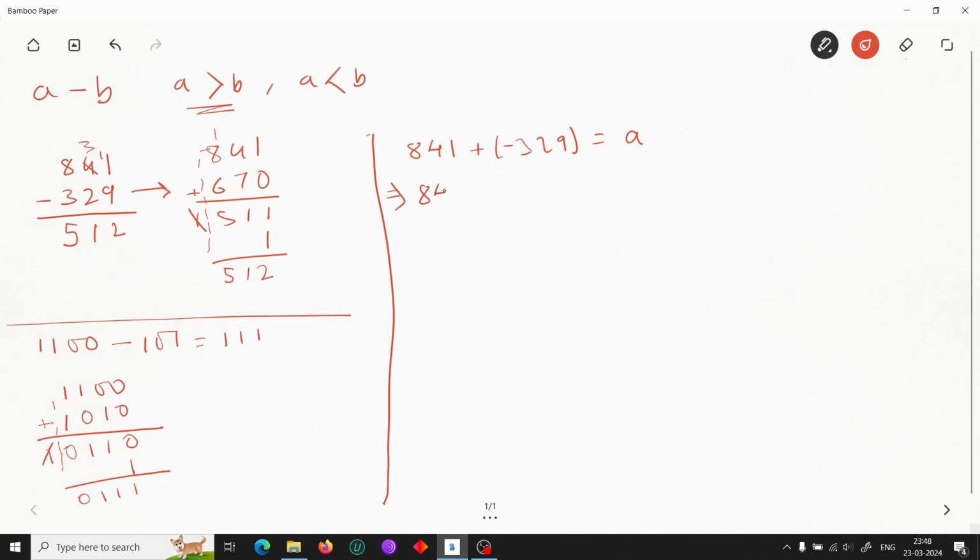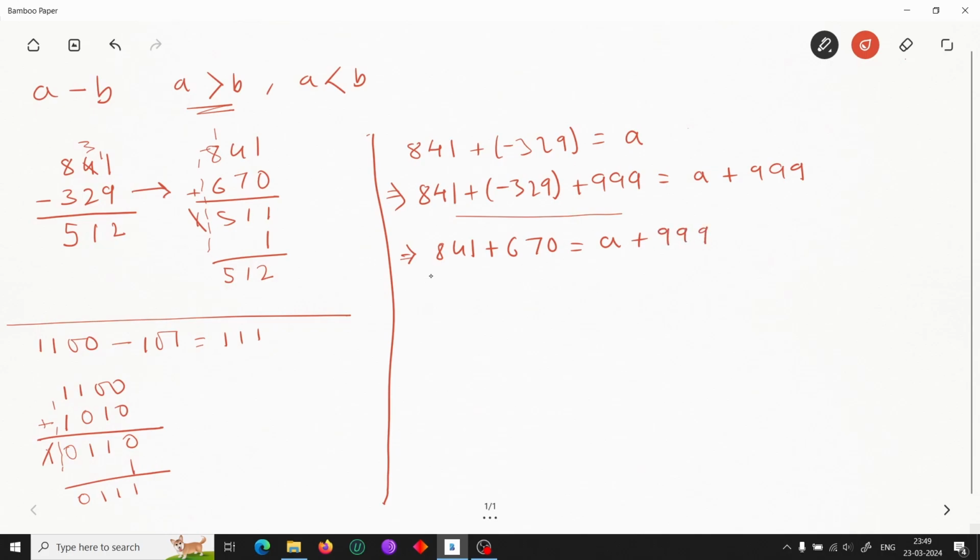So this equation would then become 329 plus 999, which equals a plus 999. This much is understandable. So now this part basically becomes 841 plus 670, right, as shown here in this step.